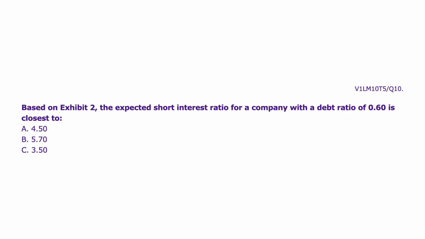Based on Exhibit 2, the expected short interest ratio for a company with a debt ratio of 0.60 is closest to A. 4.50, B. 5.70, C. 3.50.